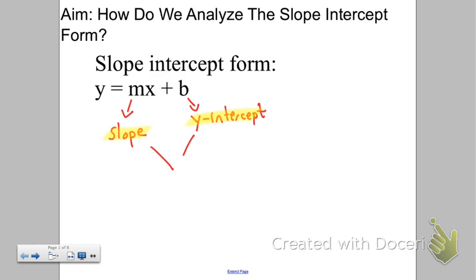The m and the b must always be numbers. So the y and the x can stay as y and x, but the m and the b must always be numbers.